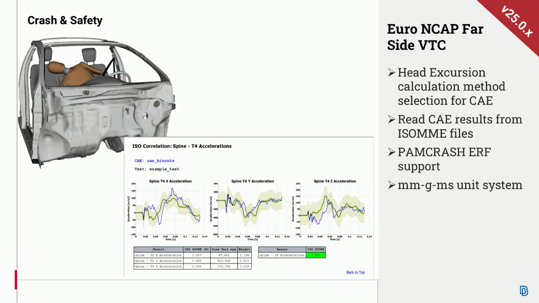Continuing with the VTC enhancements, it is now possible to select the CAE head excursion calculation method. Users are able to select between basing the calculations on the head and B-pillar coordinate time history results or applying the same calculation method used for the test results. Additionally, CAE results can now be read from ISO MME files. PAMcrash ERF is now supported as a separate folder inside the tool as well as new unit systems.